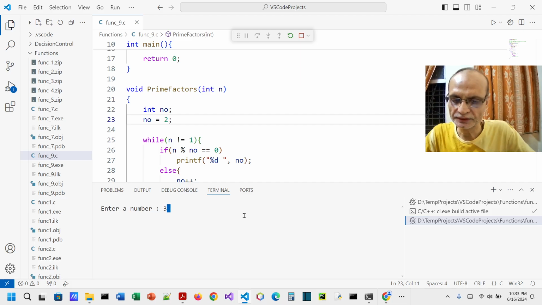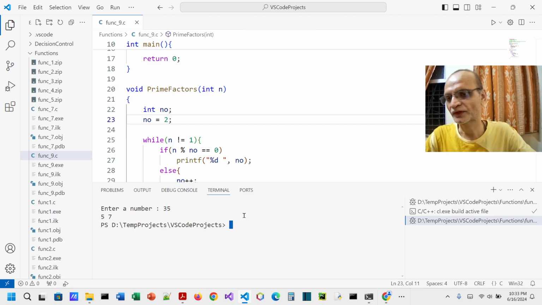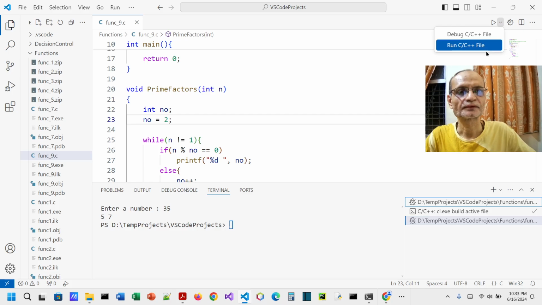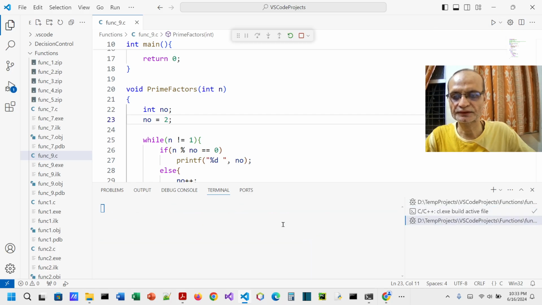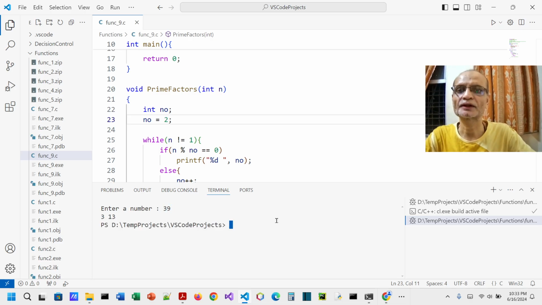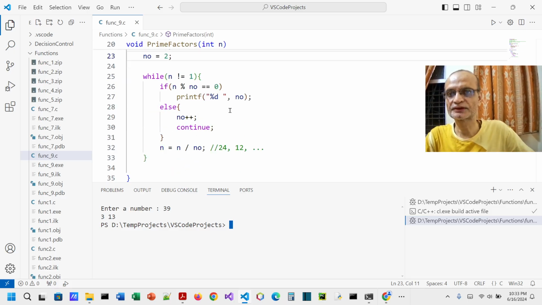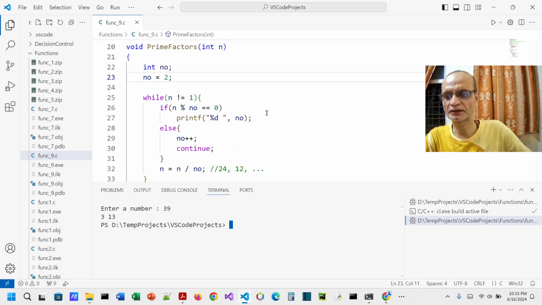So let me enter say 35. So this is 5 into 7, that is correct. So let's enter some other number, say 39. So 3 into 13. So that is what basically I'm trying to tell you. So that means you started with 2, 2 it didn't work, 3 it worked, and what is 3 into 13? So 13 is the last. So now you will see the way in which it has worked, like 39.